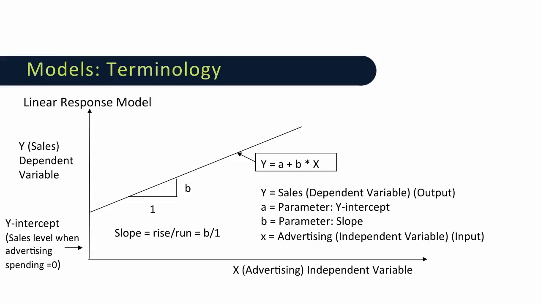A is the parameter called the y-intercept. B is the coefficient to x, which we can interpret as the slope of the line, and x is the independent variable, which in our case is advertising. As shown in the graph, the y-intercept is the level of y when x equals 0. The graph also diagrammatically shows slope, defined as the rise divided by the run of a line. We'll be using this nomenclature throughout the course.